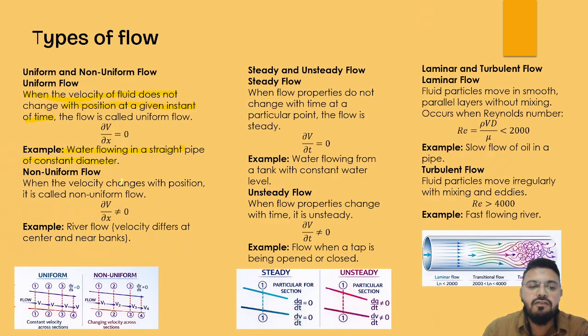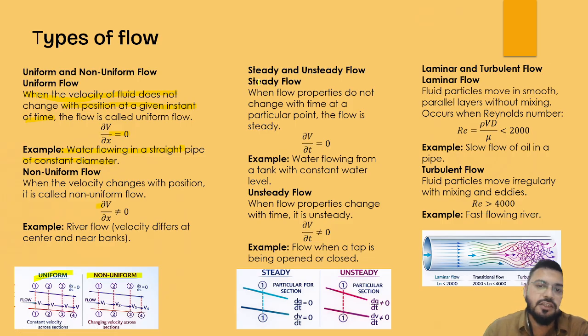Non-uniform flow. When the velocity changes with position, it is called non-uniform flow. So del V by del X in the above case is equal to 0 for uniform, whereas del V by del X does not equal 0 for non-uniform. Example, river flow, velocity differs at the center and near the banks. Here the uniform flow and non-uniform flow is shown. I hope it is clear to you. Constant velocity across all the sections in uniform flow, changing velocity across different sections.